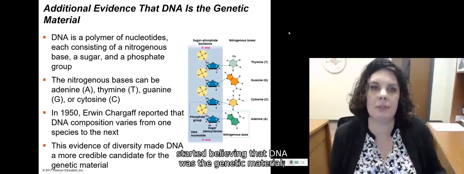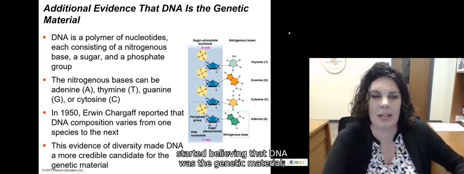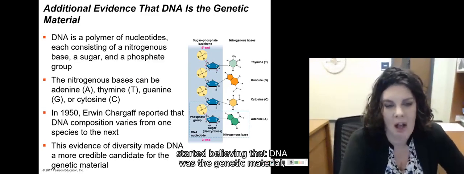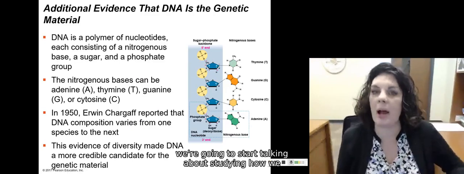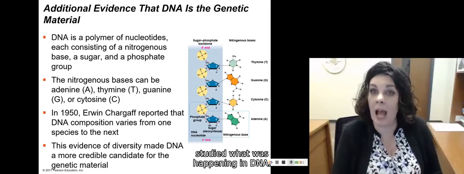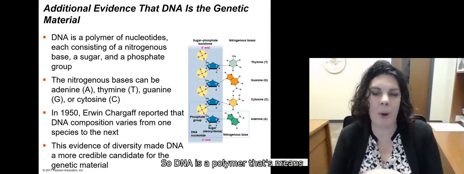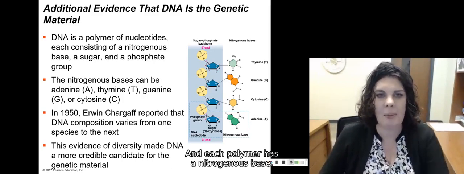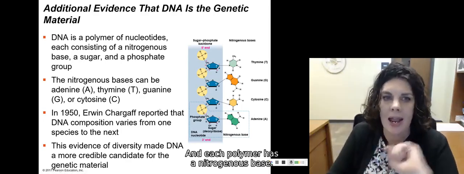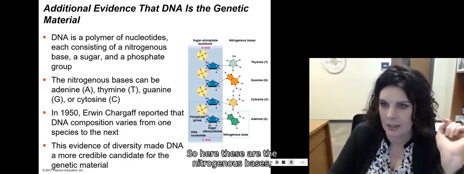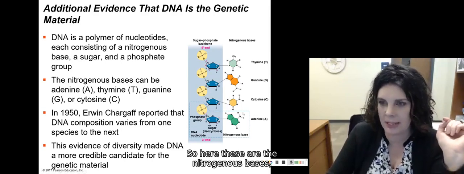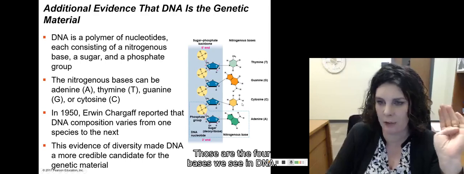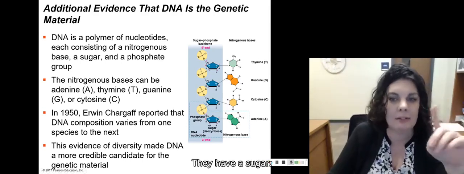So, once the scientific community started believing that DNA was a genetic material, we're going to start talking about how we studied what was happening in DNA. So DNA is a polymer. That means it's made of repeating subunits. And each polymer has a nitrogenous base. So here, these are the nitrogenous bases, T, G, C, and A. Those are the four bases we see in DNA.